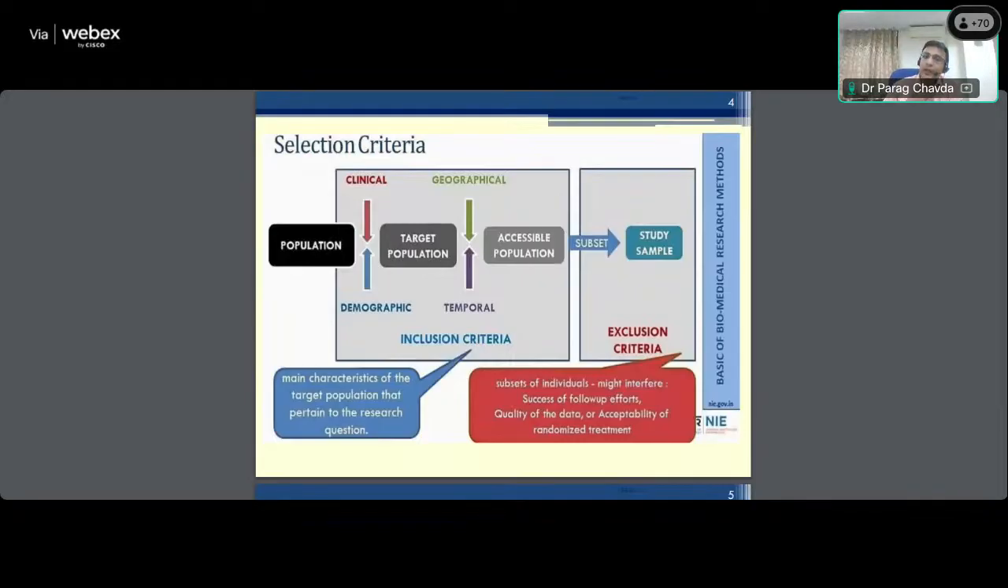So target population we define in terms of clinical and demographic indicators, and we narrow it down to accessible population in terms of how we restrict it by geography and by time. And out of this, a subset would be the study sample. So clinical demographic indicators as well as geographic and temporal indicators would help me define my inclusion criteria of the study.